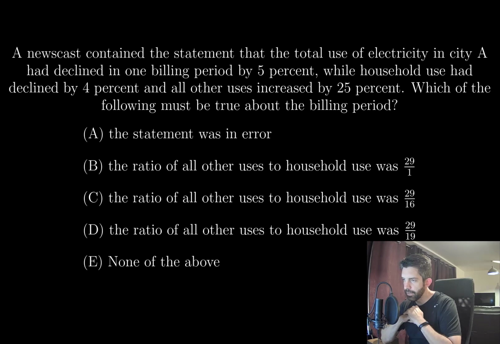A newscast contained the statement that the total use of electricity in City A had declined in one billing period by 5%, while household use had declined by 4% and all other uses increased by 25%. Which of the following must be true about the billing period? The statement was in error.